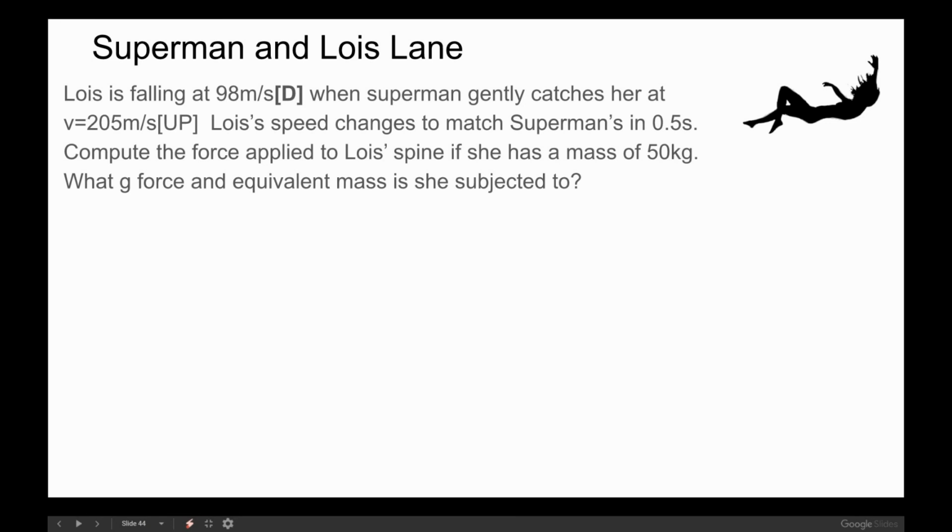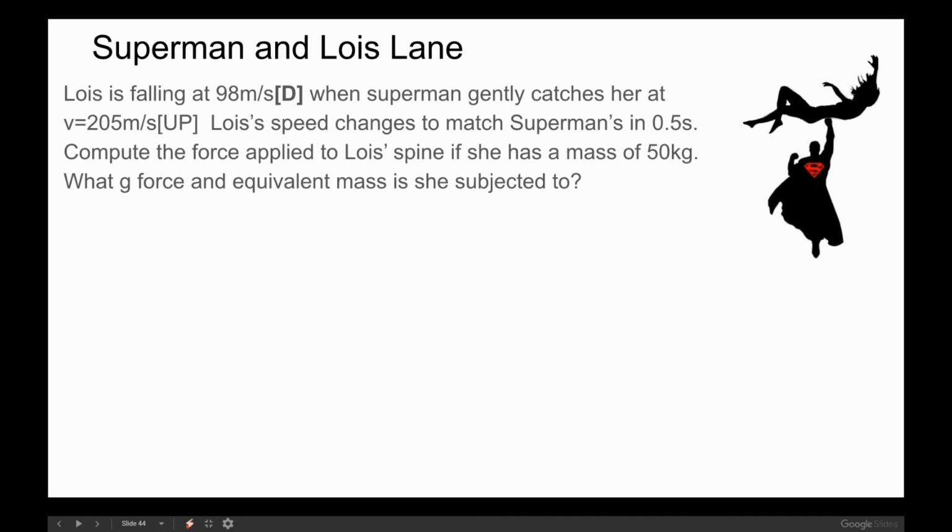Now we have Superman and Lois Lane. Lois is falling at 98 meters per second down when Superman gently catches her at a sedately 205 meters per second up. It's not bold. Continue on. Lois's speed changes to match Superman's in 0.5 seconds. Compute the force applied to Lois's spine if she has a mass of 50 kilograms. What g-force and equivalent mass is she subjected to?